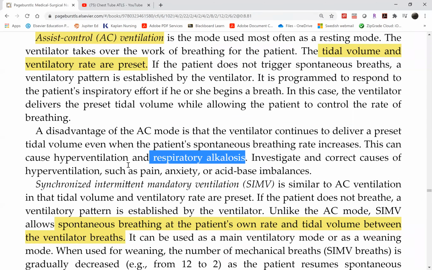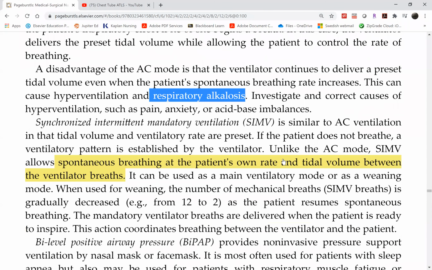And as already mentioned, this is the disadvantage. Patient might start hyperventilating as a result, go into respiratory alkalosis. So again, it means you have to continue monitoring the patient the whole time. It's never a case of set it and forget it.